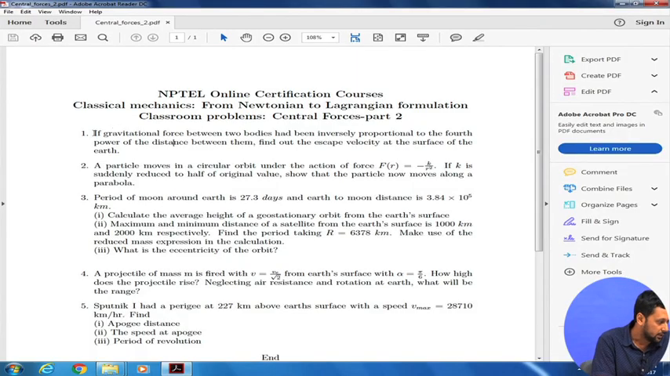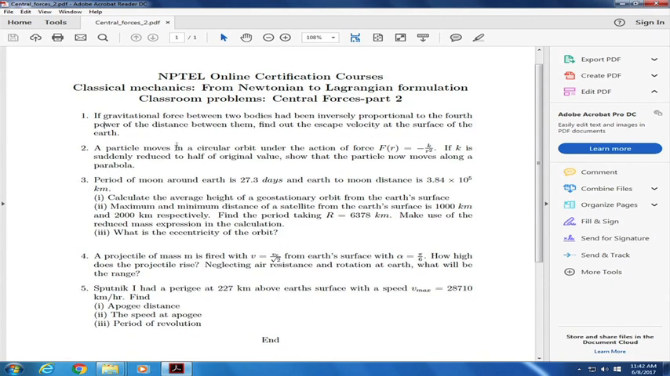So, we start with this new problem set where we have 5 problems. Now, out of that 5, we will see how much we can do in the class. I wish to cover all of it.